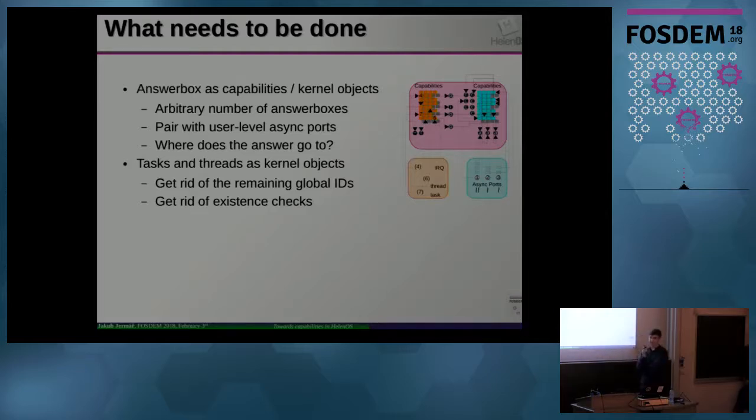Even if we do this, there will still be two more objects that use global IDs in HelenOS, and that's threads and task IDs. Currently, these objects have global identifiers, and whenever an API works with threads or tasks, it needs to pass this identifier and the kernel needs to look up and make sure that such an object exists. This won't be necessary if we also make it possible to refer to these objects via capabilities.